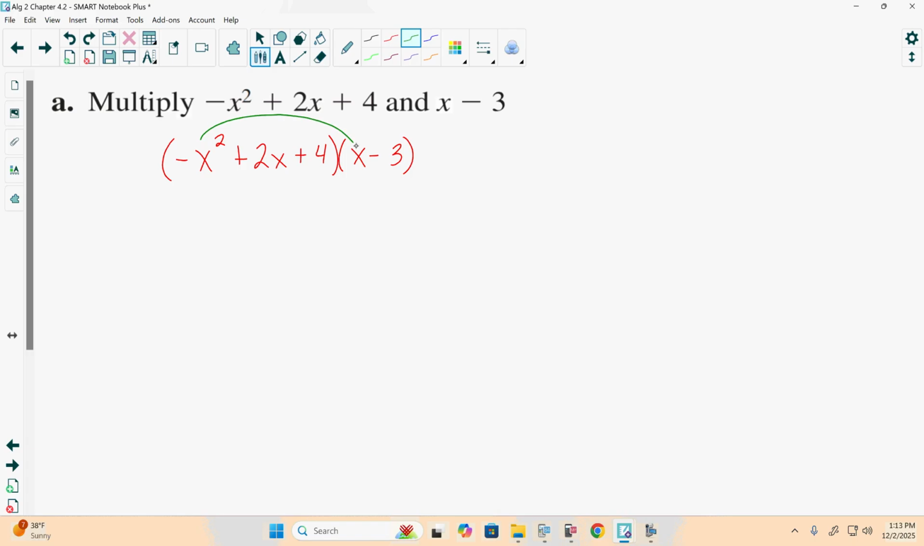And what we do with this here is we distribute one term at a time. So we're going to multiply our first term, the negative x squared, and do negative x squared times x. Negative x squared times x is x cubed, so we get negative x cubed.